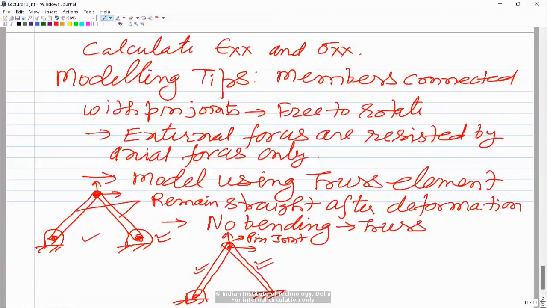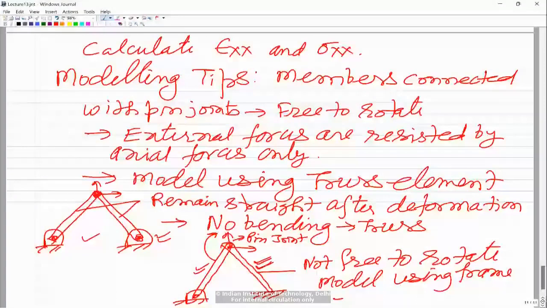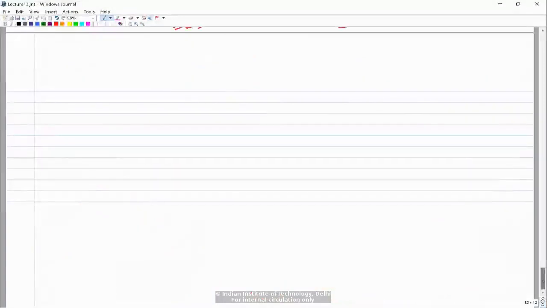Whereas this element has to account for bending, so you'll have to model this using element with degrees of freedom capital U, capital V, and theta. So this will still be modeled as truss, that is no bending, and therefore truss. But as far as this element is concerned, it is not free to rotate, and therefore model using frame element. So these will serve as some guidelines for modeling this kind of structures.